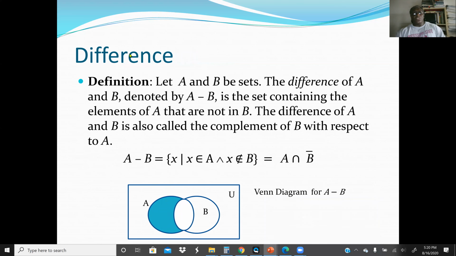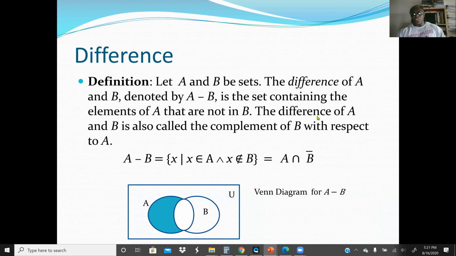Then our last operation is the difference. We're going to continue with sets in our next lectures. In these lectures, we are learning four main operations, the most common ones used: union, intersection, complement, and difference. So difference is, for example, if we have sets A and B, the difference of A and B, denoted by A minus B, is the set containing the elements of A that are not in B.